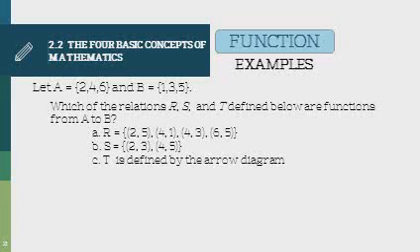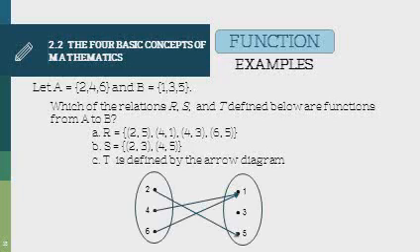So, let A is equal to {2, 4, 6}, and B is equal to {1, 3, 5}. Kung sa ibang situation, ang ating element ng A is the first 3 even numbers. Doon naman sa B is the first 3 odd numbers. Which of the relations R, S, and T defined below are functions from A to B? Okay, B and C, nandyan.